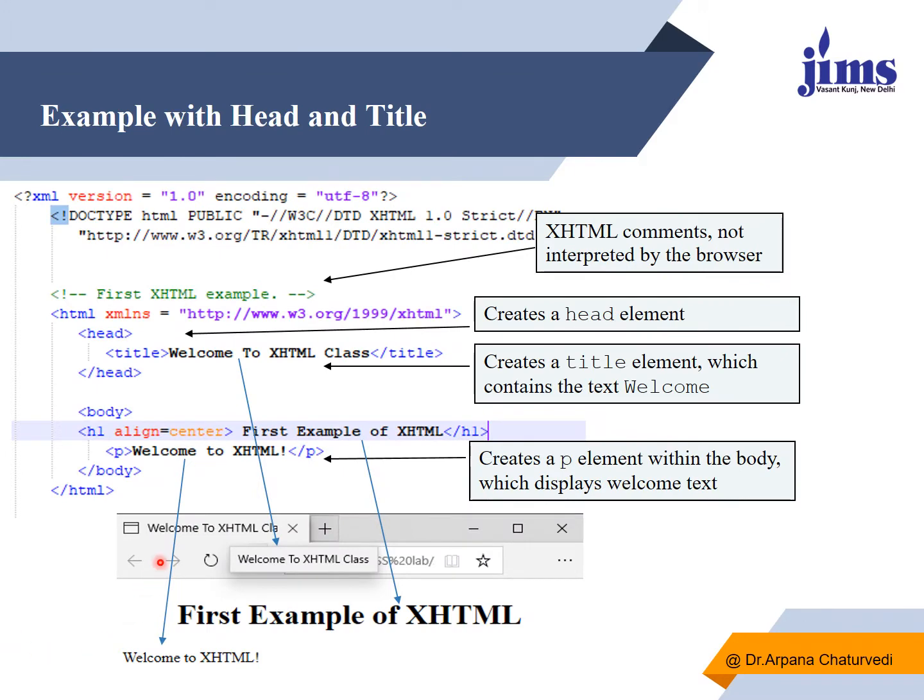So this is the output which is shown over here. You see the paragraph, this is a paragraph displayed in place of the title. This is the title in the title bar, and this is the H1 heading tag. So it is coming in bold and in a bigger font style.